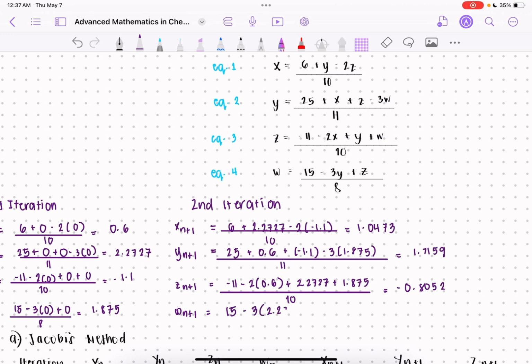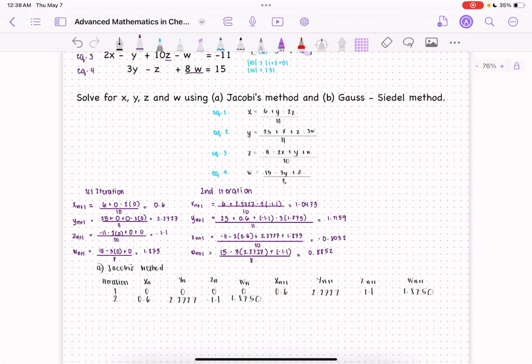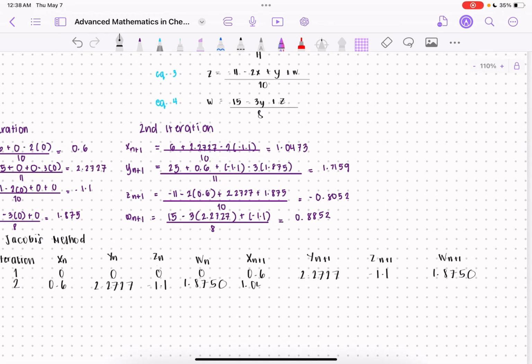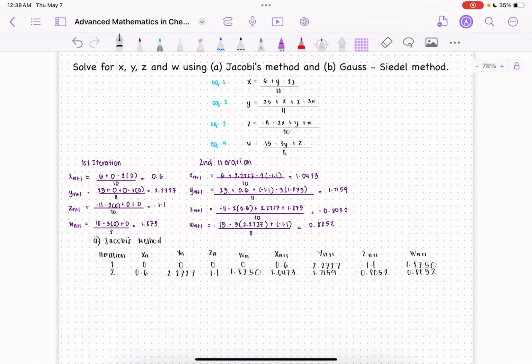Lastly, for w sub n plus 1, that would be 15 minus 3 times the value of y, which is 2.2727, plus the value of our z, all over 8, which would give us 0.8852. Now we're just going to write that in our table here. And again, we're going to iterate again and use the same values for x, y, z, and w as our initial values for x, y, z, and w right here.